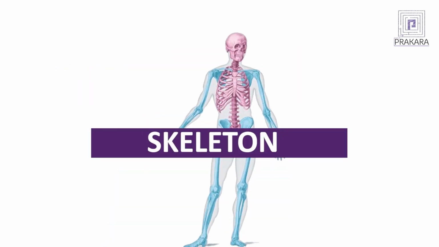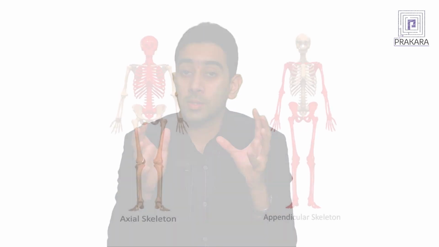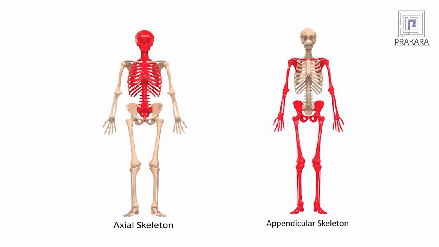The human skeleton provides the body with structure and support. It consists of two main types of connective tissue, that is the bones and the cartilage. Now we're going to talk about the different parts of the skeleton. First of all, you need to understand that the skeleton is split into two major parts, that is the axial skeleton and the appendicular skeleton.